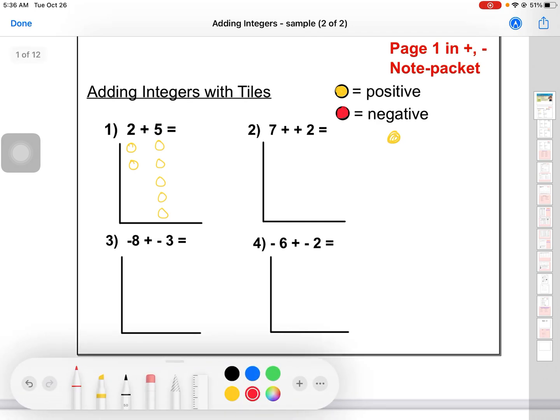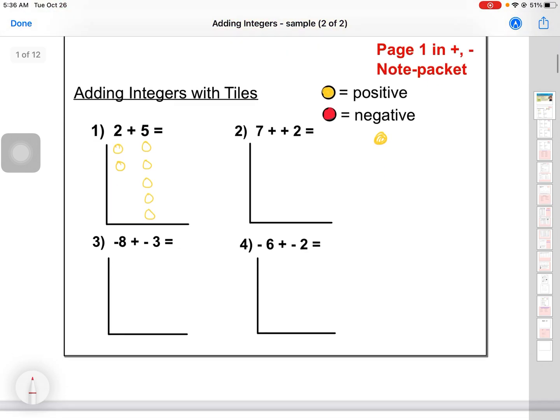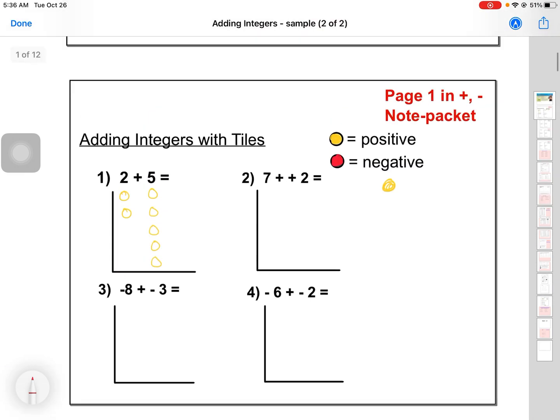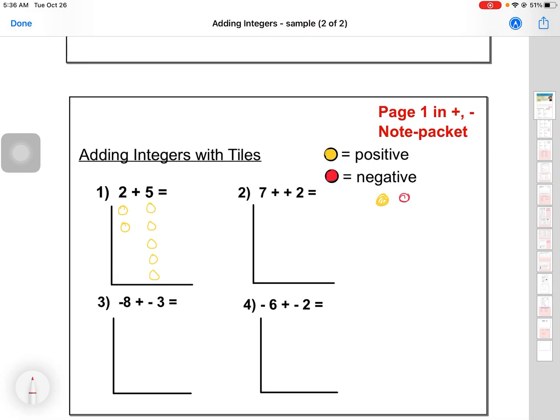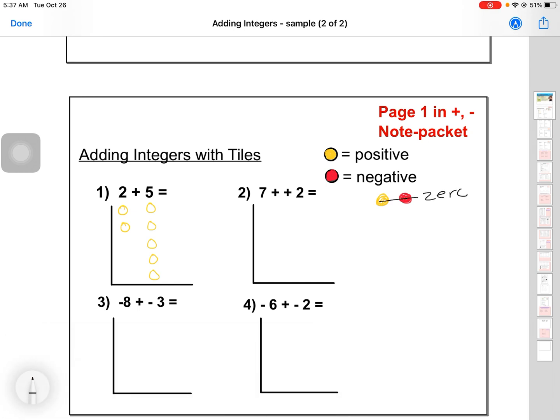Now, one of the things that we have to know is that if we have a yellow chip and a red chip, that's like a positive one and a negative one. Do you know what happens when we put a yellow and a red chip together? Well, that actually makes a 0 pair. So that means that these would cancel each other out.